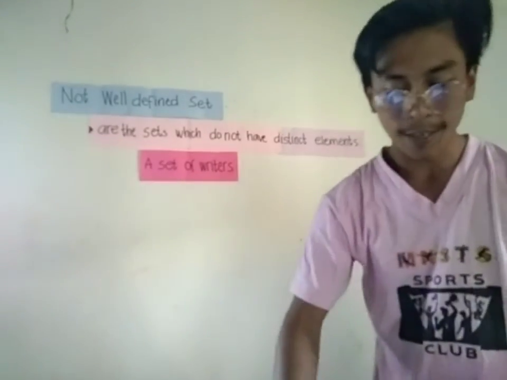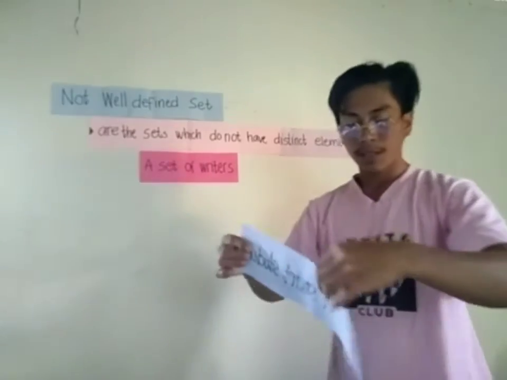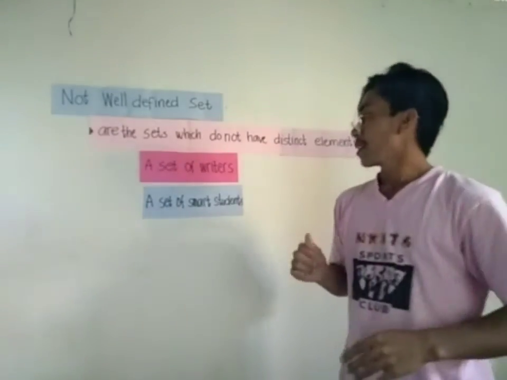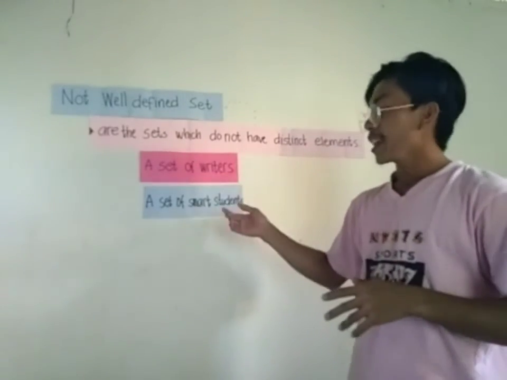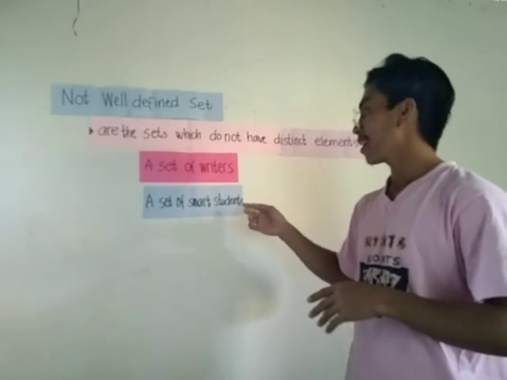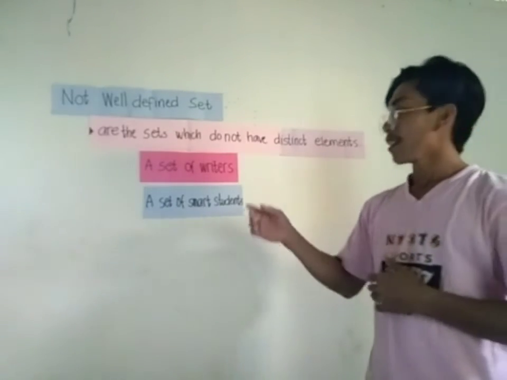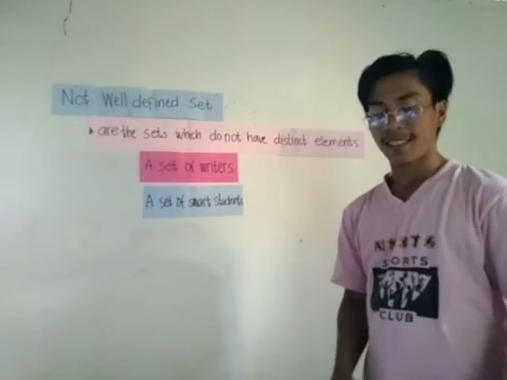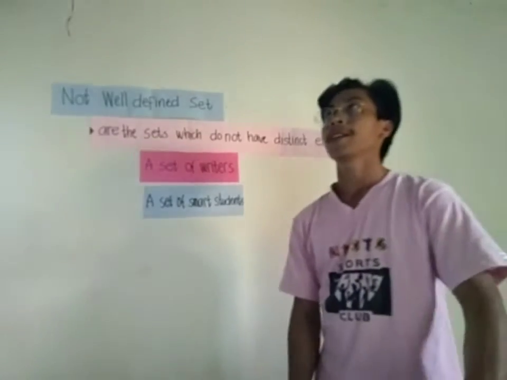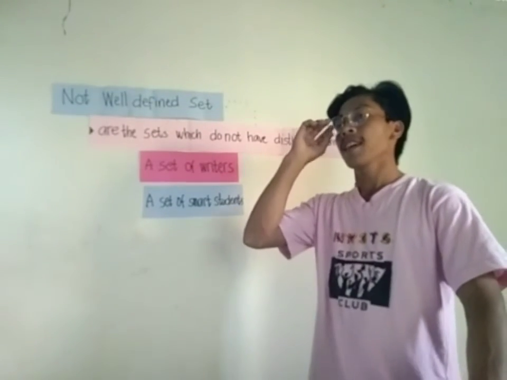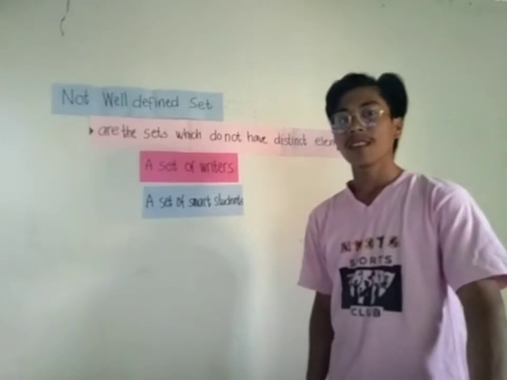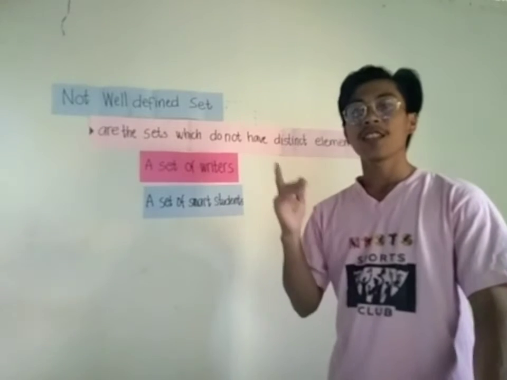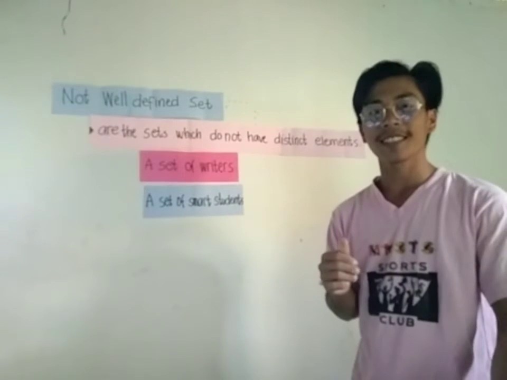So another example, a set of smart students. Okay. A set of smart students. So we cannot determine easily who the smart students are. Okay? This set does not have distinct elements. So another example, a set of handsome in BSEd Math 2B. In that set, we cannot determine easily because that set does not have distinct elements.